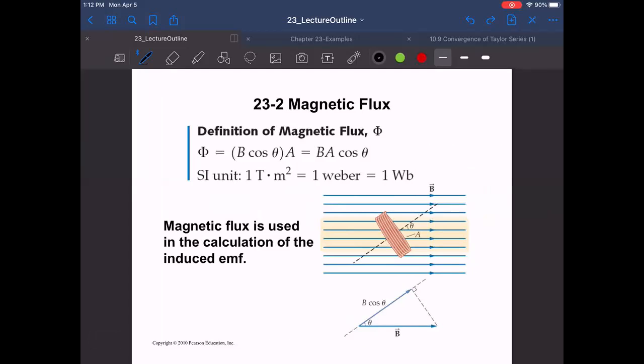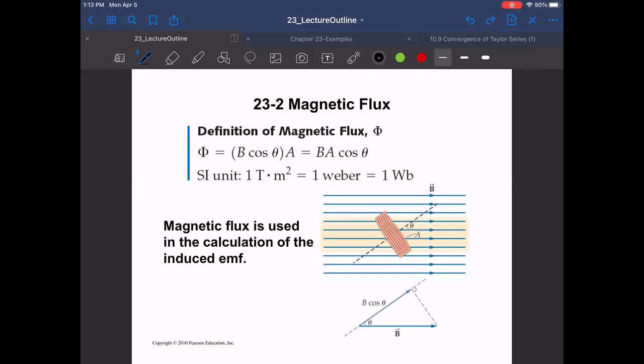Here we can talk about magnetic flux, very similar to electric flux in that we're looking at the amount of magnetic field lines going through an area. So we again have that BA cosine theta, where theta is the angle between the magnetic field and the normal to our surface. Here we have an SI unit of what is called a Weber. All right, a Weber, Tesla meter squared. That's just field times area. This is very important for calculating how much EMF is going to be induced.